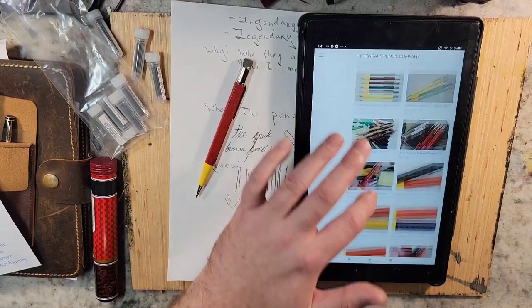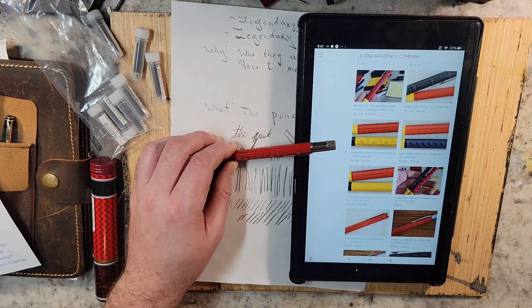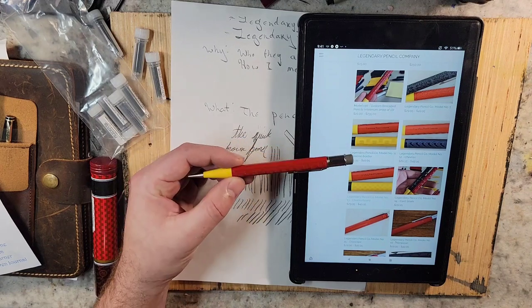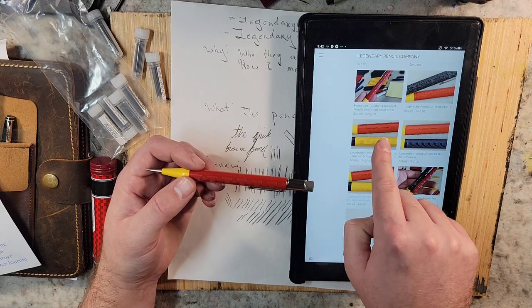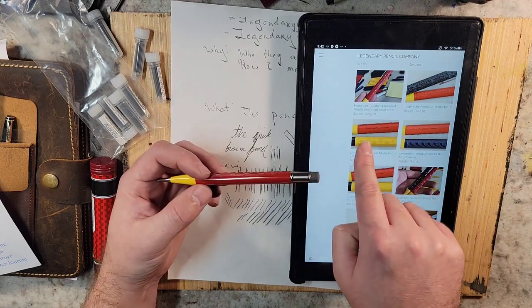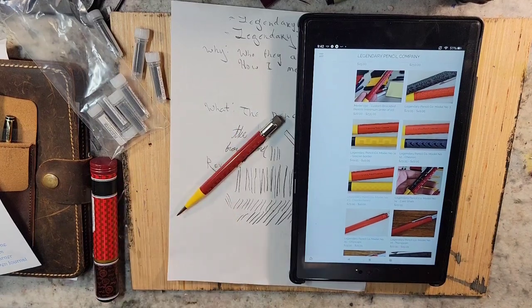Anywho, one thing that I was a little worried about, this is the one that I have right here, Grecian and Greek border, was the logo itself for the Legendary Pencil Company. Sometimes companies will put a big billboard advertisement on a pencil or a pen, and some people like that, some people are turned off by that.